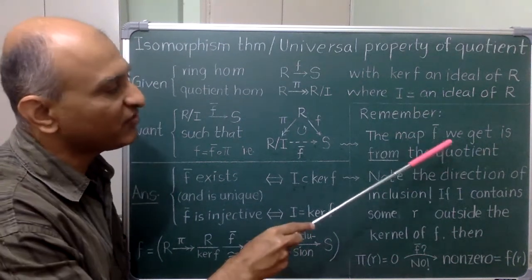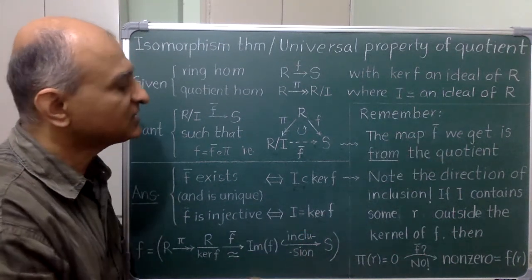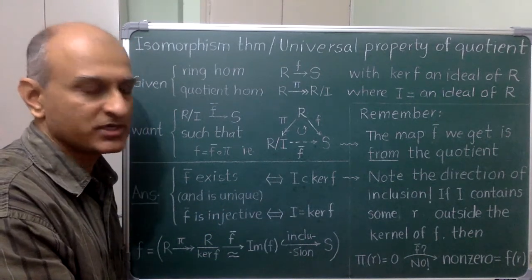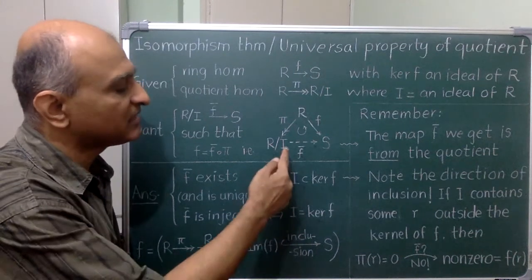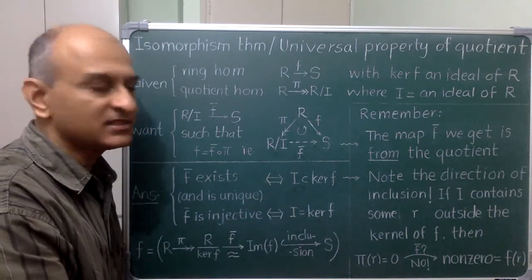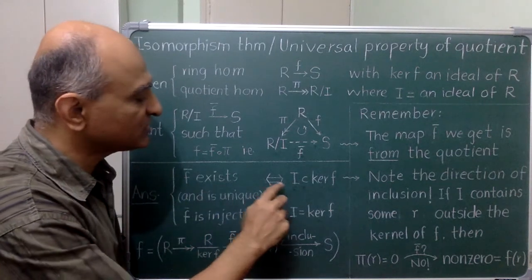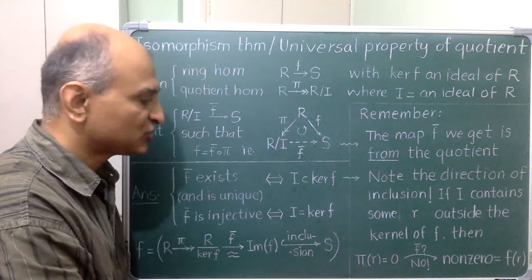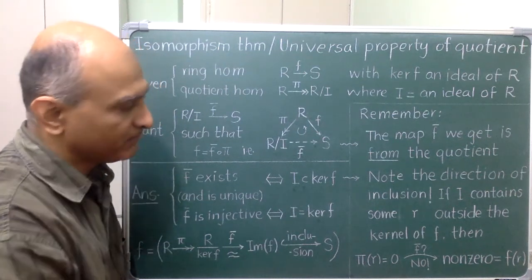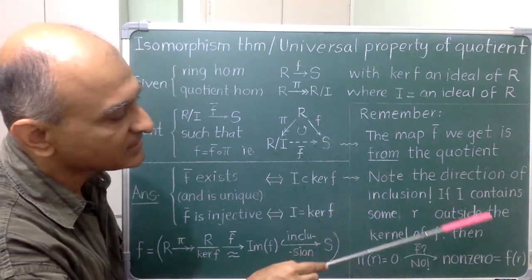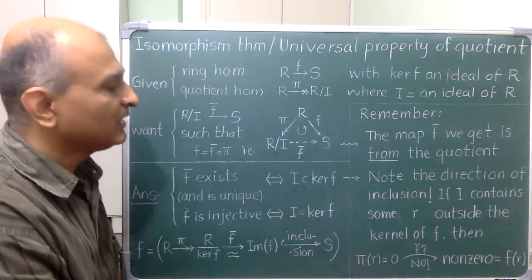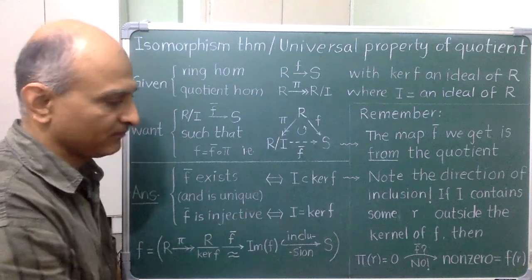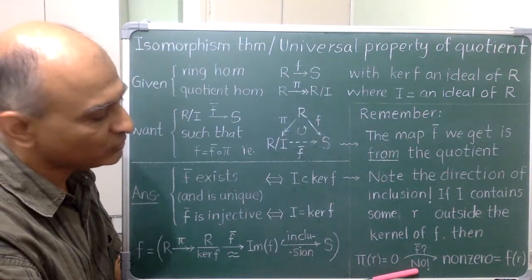Before we get to examples, here are some useful points to keep in mind. First, the map F bar that this theorem gives is from the quotient. So, if you are looking for a map from a quotient, then you can try to use this theorem as a tool. Next, in the condition for existence of F bar, remember which way the inclusion goes. It is not hard to understand why, because if I contains something outside the kernel, then that would get mapped to 0 here but non-zero over here, and F bar cannot take 0 to something non-zero.